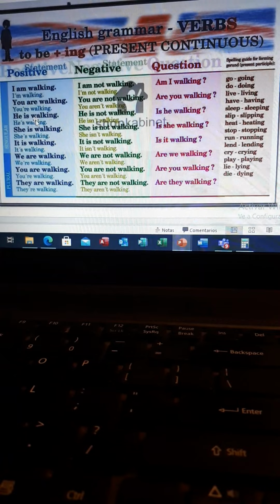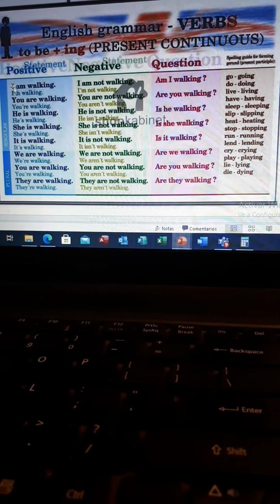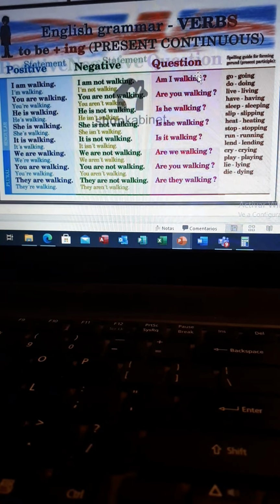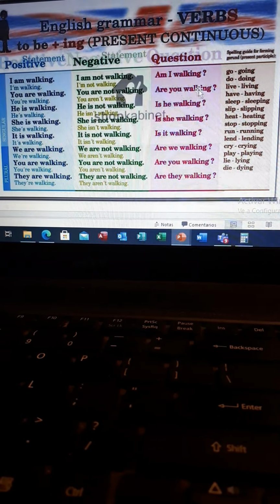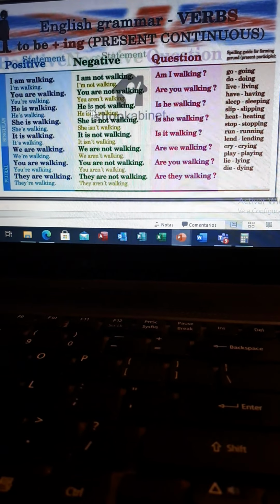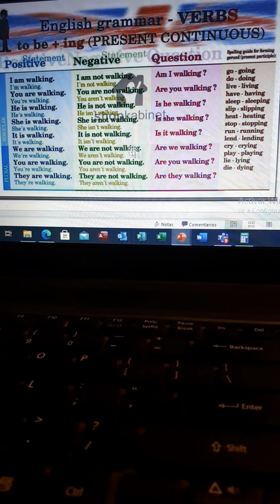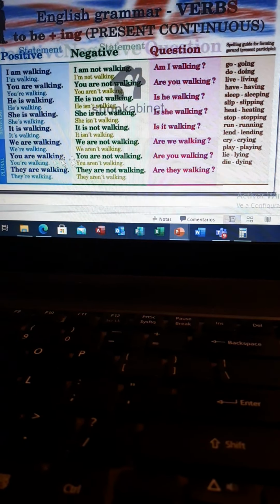We have more examples here. We have the same example in positive, in negative, and in question. Okay, positive, I am walking. I am not walking, negative. Am I walking? Okay, if you are asking yourself. You are walking, you are not walking, okay? Are you walking? Yes, I am, no, I'm not, okay? He is walking, he is not walking. Is he walking? Yes, he is, no, he isn't. Or we are walking, we are not walking. Are we walking? Yes, we are, or no, we aren't, etc., okay?